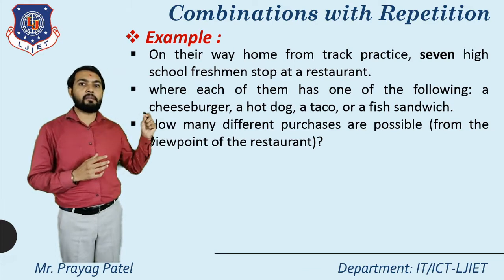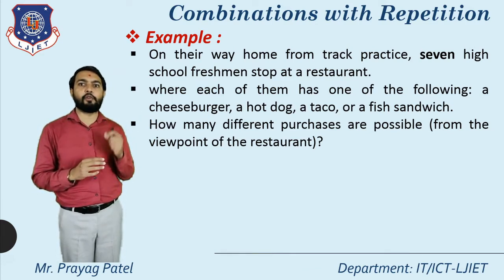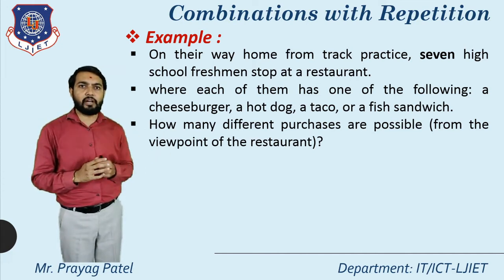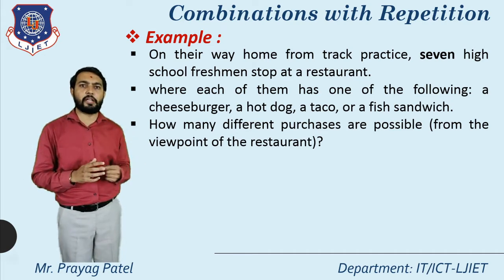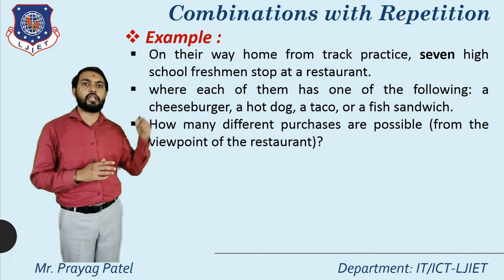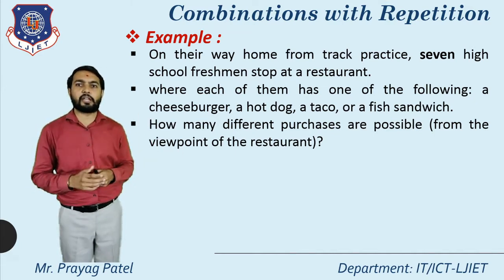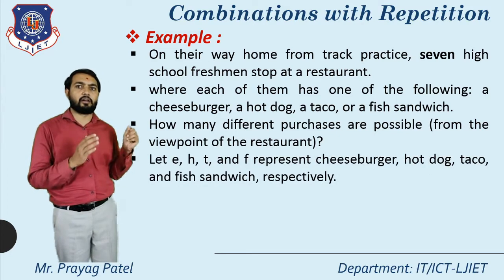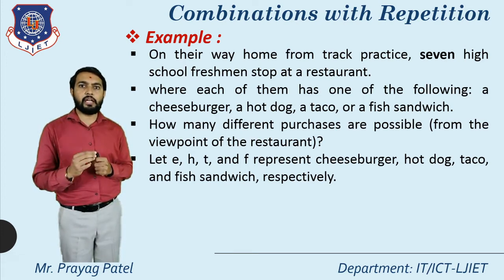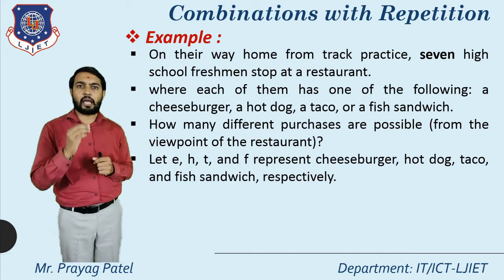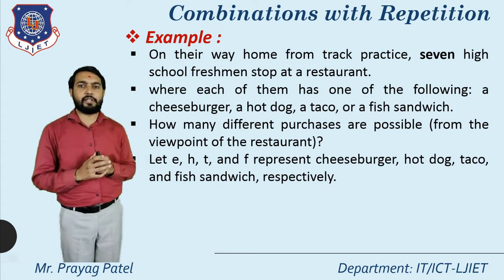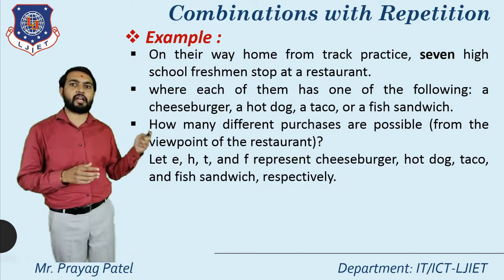Now how many different purchases are possible from the viewpoint of the restaurant? Which item will be selected by each of the 7 persons? How many possibilities are there for selecting one item from the 4 available items using these 7 persons? For that, we consider the short form of all 4 items: C means cheeseburger, H means hot dog, T means taco, and F means fish sandwich. So the short forms are C, H, T and F.